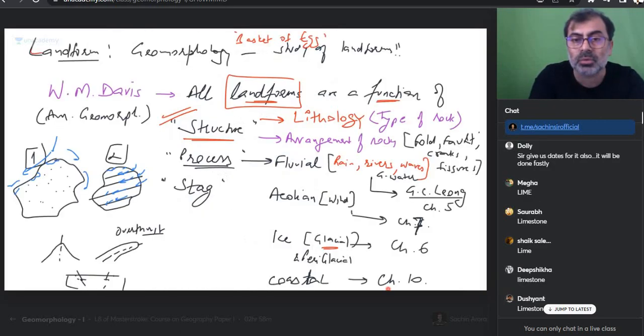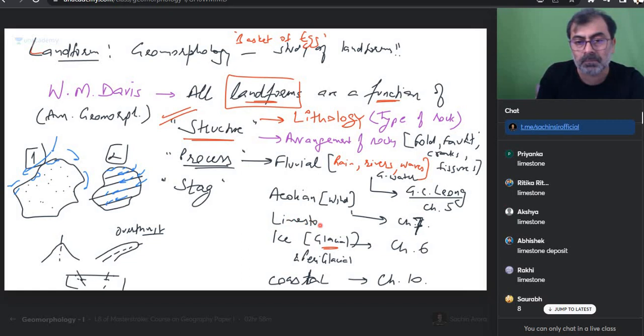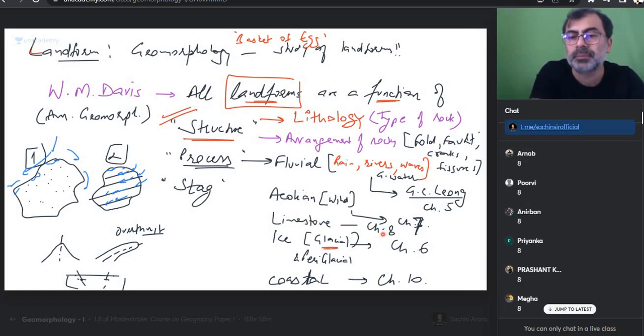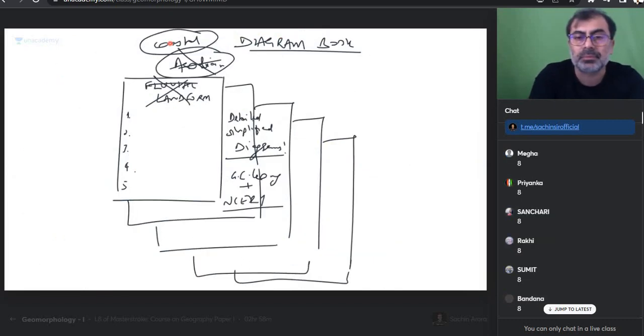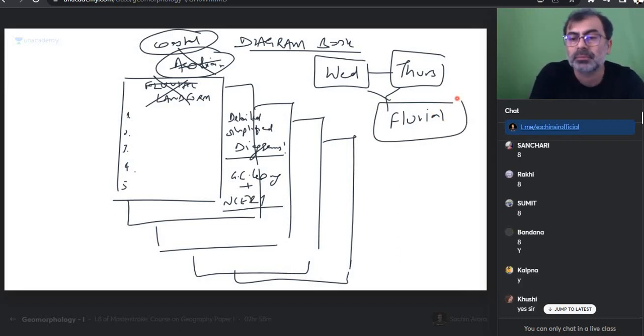लाइमस्टोन. तो हमारे पास लाइमस्टोन वाला चैप्टर बताओ कौन सा चैप्टर है लाइमस्टोन वाला. चैप्टर 8. 5, 6, 7, 8 and 9. ठीक है. आज क्या है? Today is Wednesday. Wednesday and Thursday, can we finish fluvial? You can send your post to me directly, मुझे भेज देना.